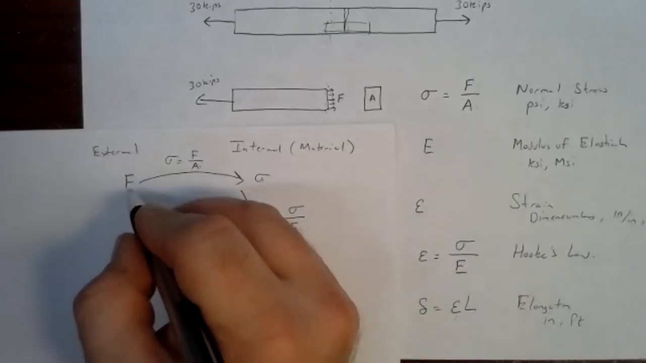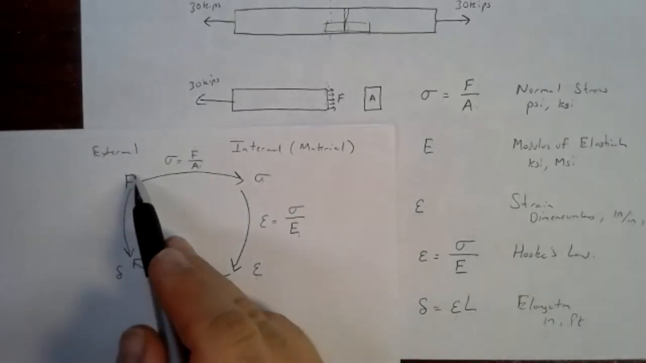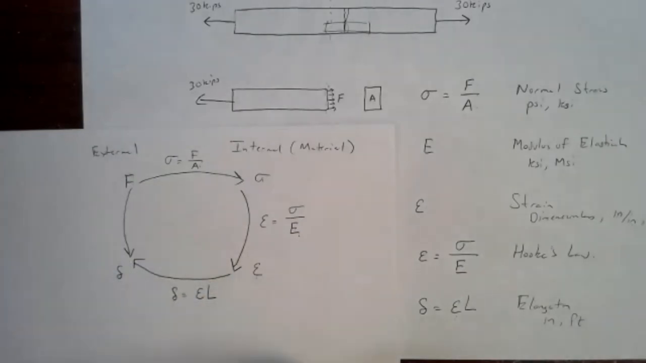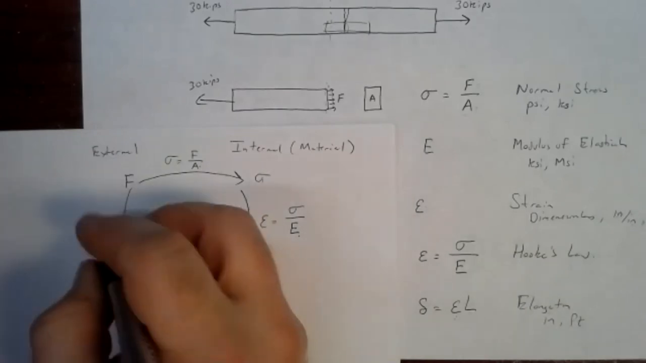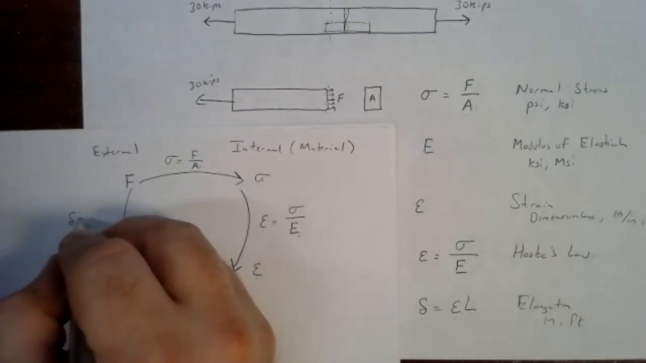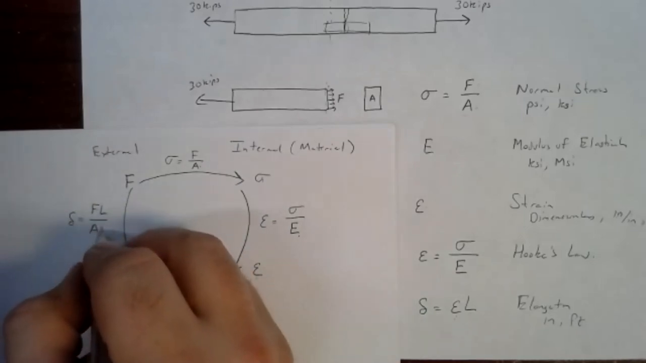Now there is a way to jump straight from the external quantity force to that external quantity, that deformation. And what it really does is it involves plugging all of these equations together. You could say, well, the elongation is epsilon L. Well, epsilon is sigma over E, and sigma is F over A. And if you work through all that algebra, you get an equation that says that the elongation is F times L over A times E.